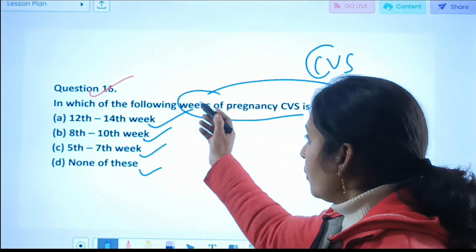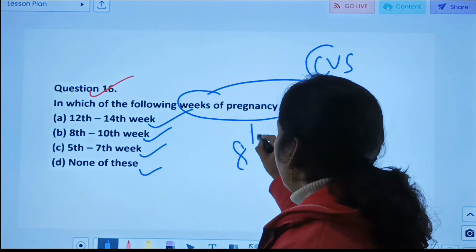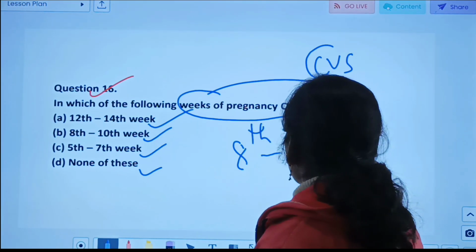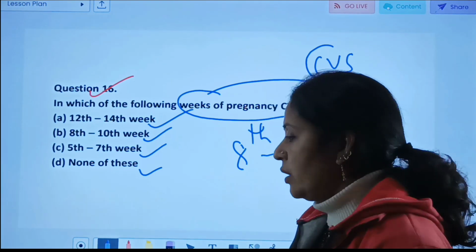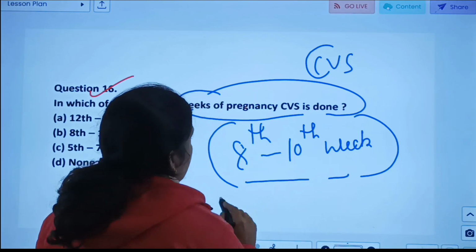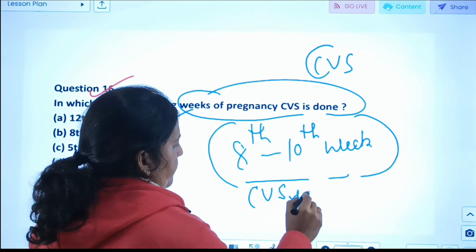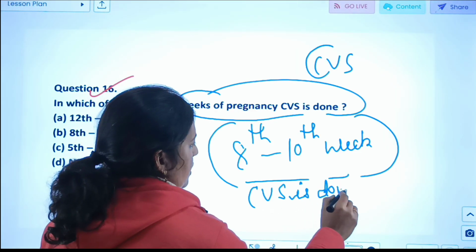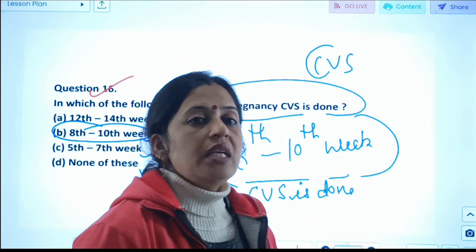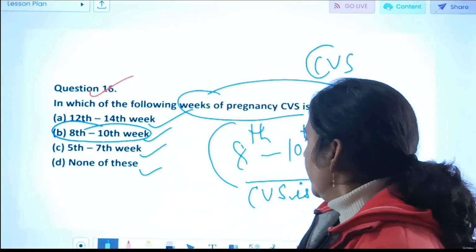So out of these weeks of pregnancy, CVS is done in the 8th to 10th week. In these weeks of the pregnancy, CVS is done. That is 8th to 10th week. In these weeks of the pregnancy, CVS is easily done.